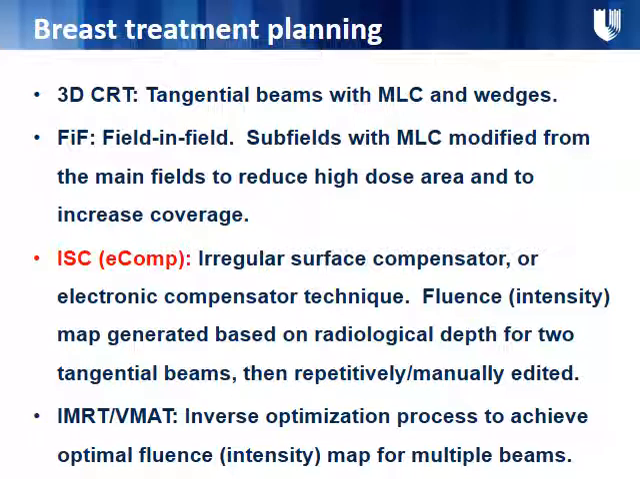Irregular surface compensator, also known as electronic compensator technique, uses tangential beams, but it involves fluence maps for intensity modulation. It utilizes dynamic MLC delivery. The planning process requires repetitive manual fluence editing and dose calculation. IMRT and VMAT go through an inverse optimization process to achieve optimal fluence maps for multiple beams.